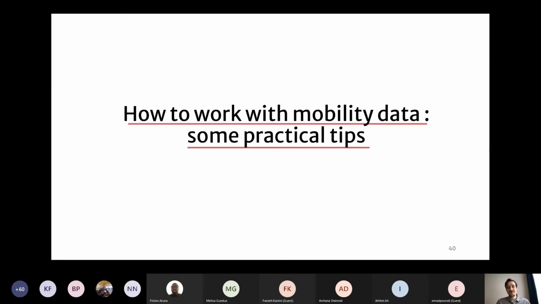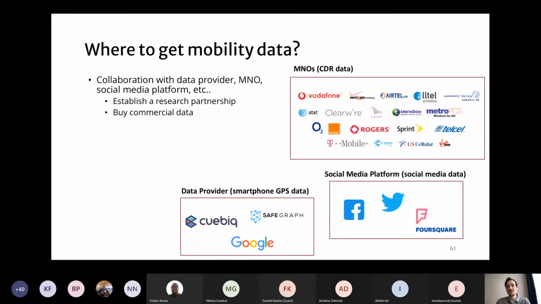So, okay, before finishing with that, I just want to also talk more about some practical tips with mobility data. So you hopefully now say, okay, this is all great. I want to work with it. How can I do that? So the main question is where can you get mobility data? It depends a lot on the sources, as I said, what type of data you want and where you can get it from.